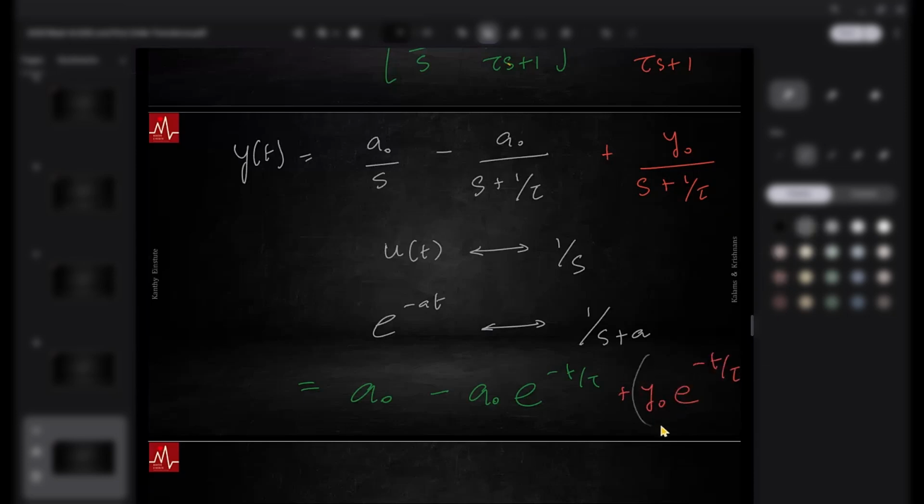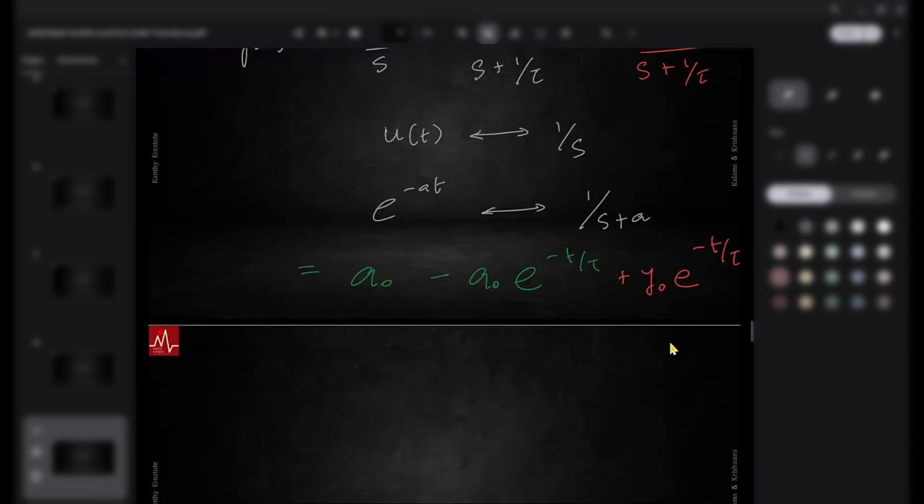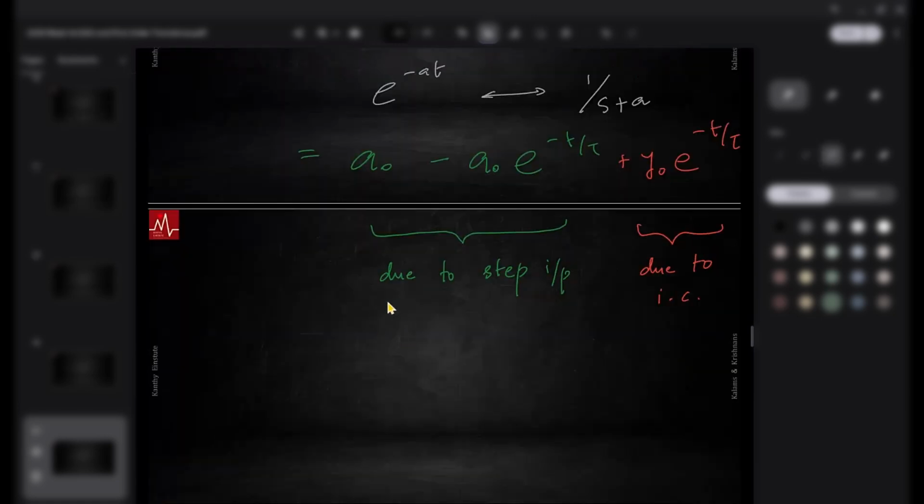Notice when we had no input, this is the solution that we got. With step input, we got this additional thing. So this bit is due to the initial condition, this bit is step input. The term for this is forced response, forced output. This goes by the name natural response, that is due to the initial condition. Natural or free response.